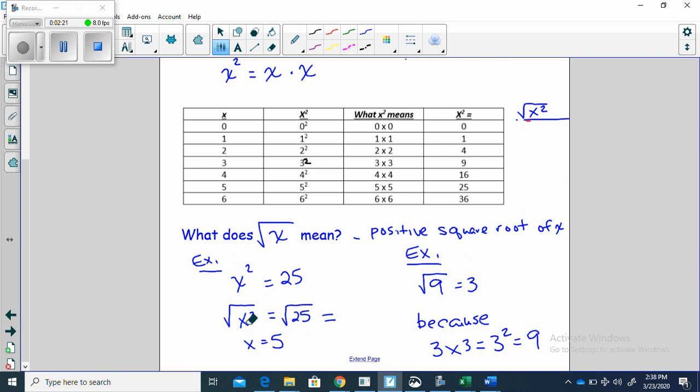What I do to one side of an equal sign, I can do to the other. And the positive square root of 25 is 5, because 5 times 5 is 25. What if we look at this example? We've got the square root of 9 is equal to 3. Well, I know that the square root of 9 is equal to 3 because 3 times 3 is equal to 3 squared, and that would be equal to 9.